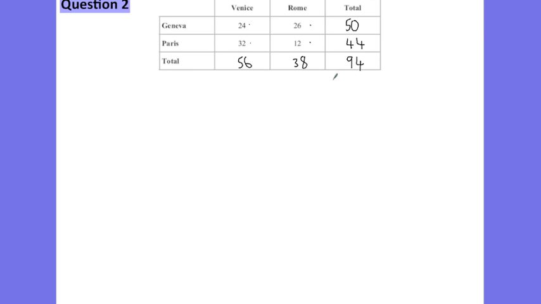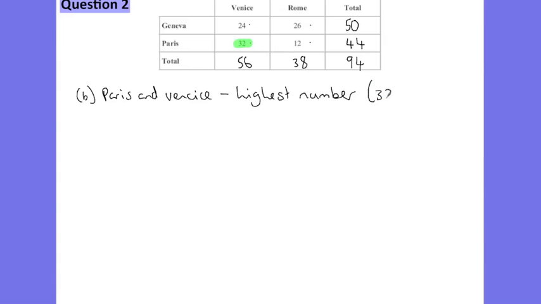Which of the two-centre holidays did most people choose? So we're looking for the most popular, the highest number here. So the answer here to part B, what did most people choose? Paris and Venice. Why, justify your answer. Highest number, highest frequency, some reference to 32.